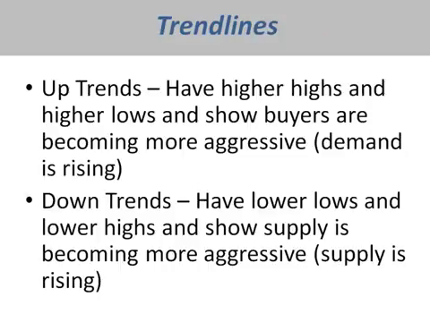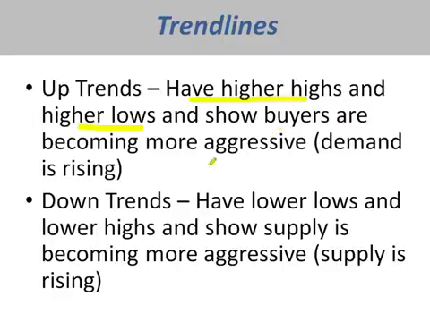Okay, so the first one we said here is trend lines. There are two types of trends: an uptrend and a downtrend. There's actually also a no trend, but we're not going to discuss that. We're going to talk about uptrends and downtrends. Uptrends are characterized by having higher highs. We're going to see charts in a couple of seconds. So uptrends will have higher highs and higher lows.